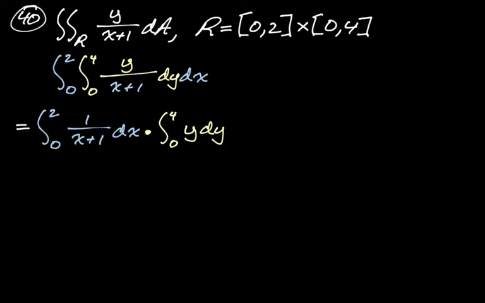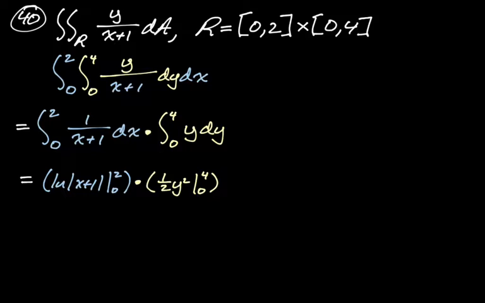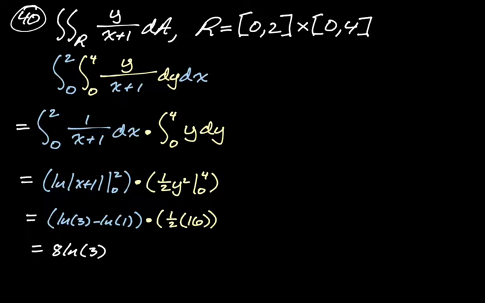So we have 0 to 2 of 1 over x plus 1. That's a natural log. And then 0 to 4 of y, which is going to be reversing the power rule. So let's actually do that. This will give us the natural log of the absolute value of x plus 1 from 0 to 2. And then 1/2 y squared from 0 to 4. We plug in, so natural log of 3 minus natural log of 1. And then we get 1/2 the quantity 16 minus 0, which is 1/2 of 16. The natural log of 1 is 0. You really need to remember that. It's important. It comes up a lot. So this will be the natural log of 3 times 8. There we go.